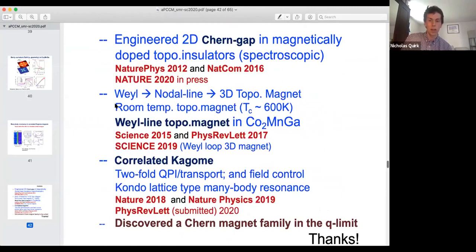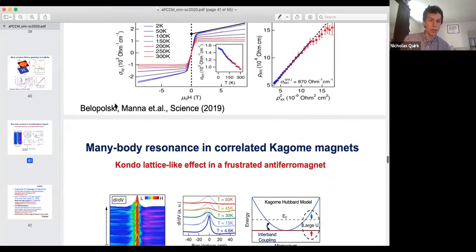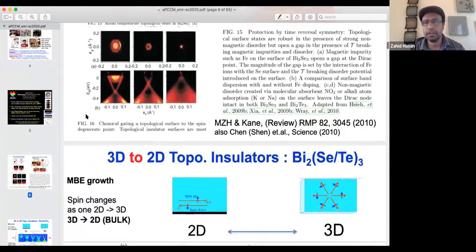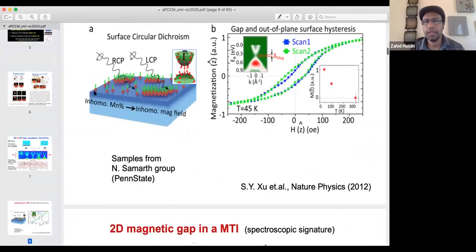So Professor Hasan, the first question is, how does the gap depend on temperature in a magnetically doped TI? Does it disappear with magnetic order immediately? No, it persists above that. And this is a signature of, in most of the magnets, also in some superconductors, kind of like pseudo gap-like behavior, that there's some sort of local gap. And also this magnetism is kind of inhomogeneous.